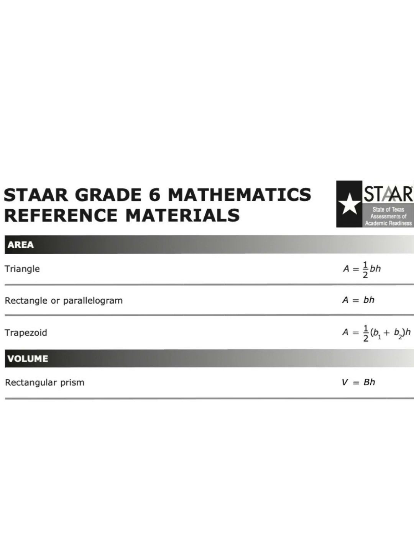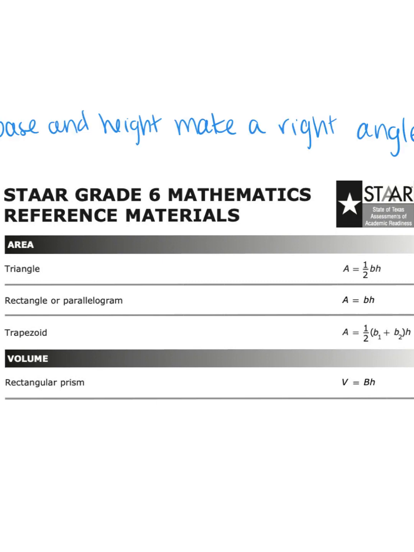Now, when you're looking at base and height, it must make a right angle. So the base and height have to make a right angle. If I look at the formula here for rectangle and parallelogram, it is just A equals BH, meaning base times height. For a triangle, we have A equals 1/2 base height. We have talked about that being the same thing, since multiplying by 1/2 is the same thing as dividing by 2. So we have been using the formula A equals base times height divided by 2.